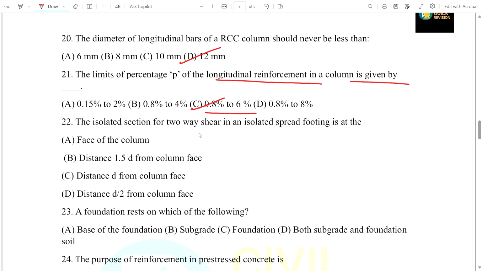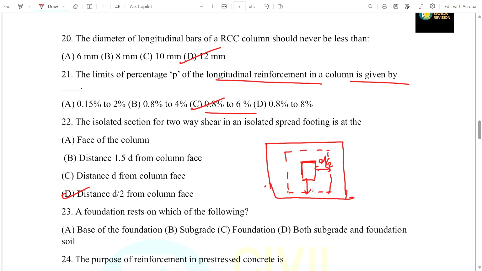Now coming to 22. The critical section for two-way shear in an isolated spread footing is at how much? This is the foundation from the top view. This is the column portion. Answer is, it is at d by 2 distance from the face of the column. From the face of the column at d by 2 distance, two-way shear failure will occur. So this is the correct answer.